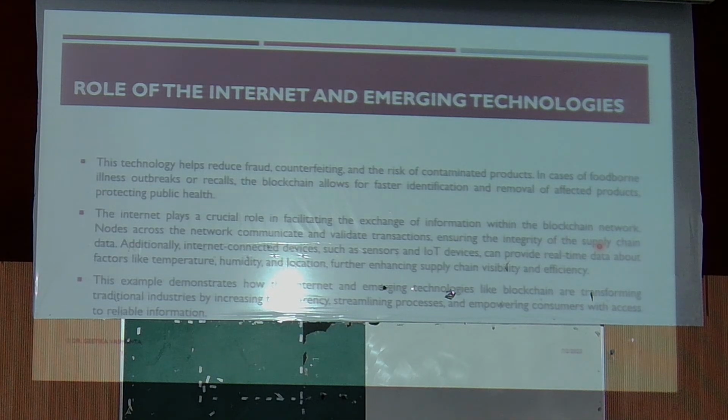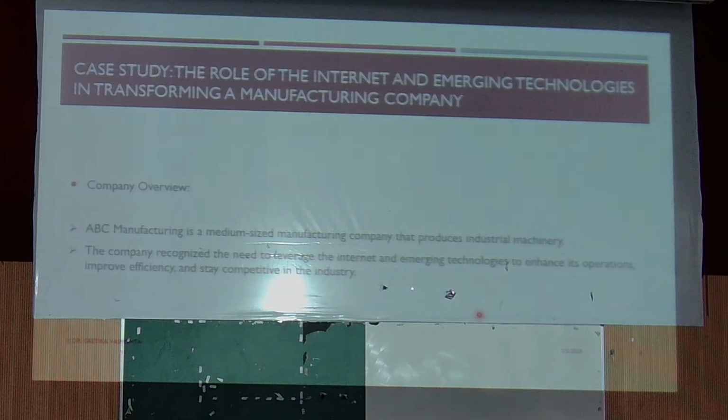So you see how we have completed SCM, but you see how IT can play a very crucial role in supply chain management as well. It is already playing a crucial role, but you need to be aware of how it is actually being implemented. So this example demonstrates how internet and emerging technologies like blockchain are transforming traditional industries by increasing transparency, streamlining processes, and empowering consumers with access to reliable information.